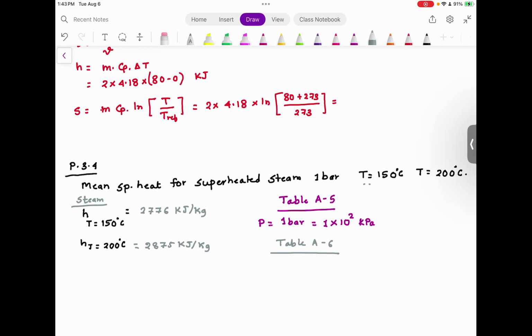I think so, 150 degrees. Yeah, it's like 300, the lowest it goes. Oh, you don't have the complete Mollier diagram. Are you sure you don't? Oh yeah, 300.